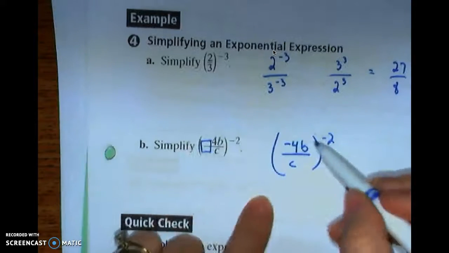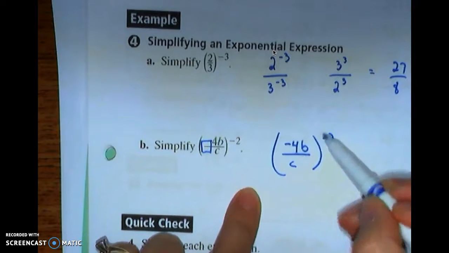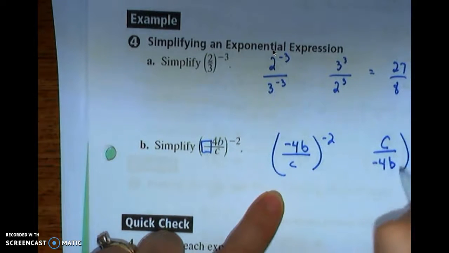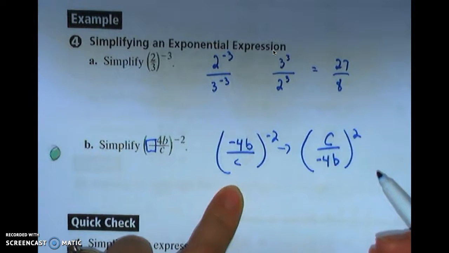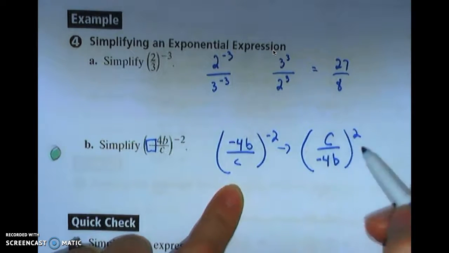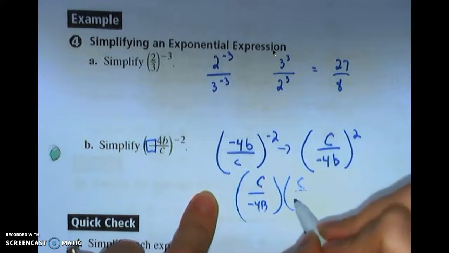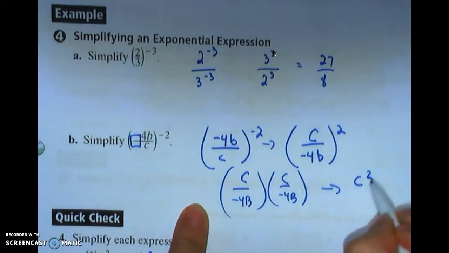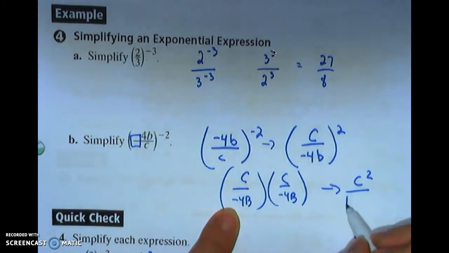Now, I'm going to do this problem a little differently. Instead of distributing, what I want to do is take that negative sign, flip this entire fraction over and take away the negative sign. And now I'm going to square everything inside here. Again, you can think about it as c to the negative 4b times c to the negative 4b. See what I'm doing there? Negative 4 times negative 4 is positive.